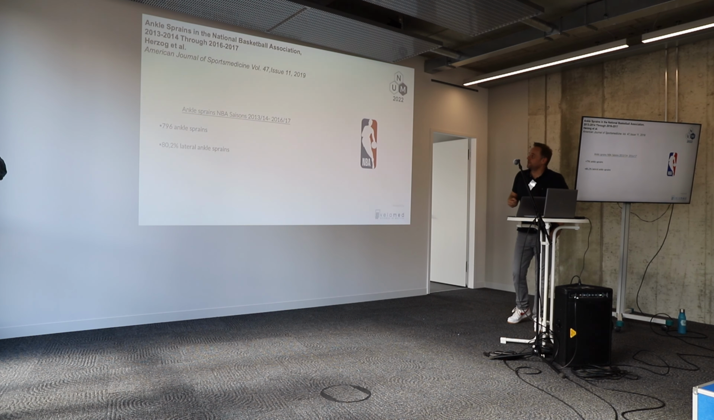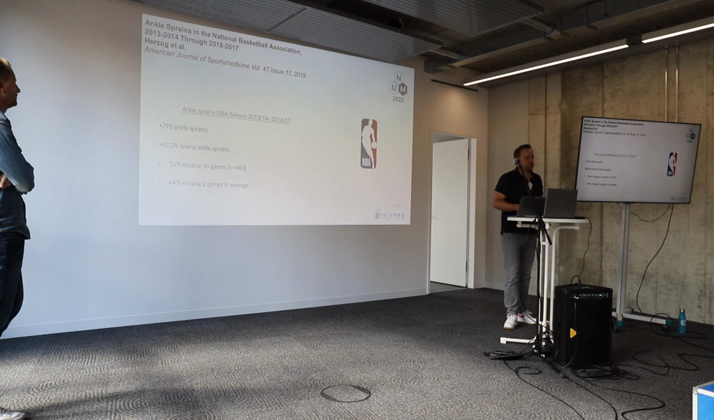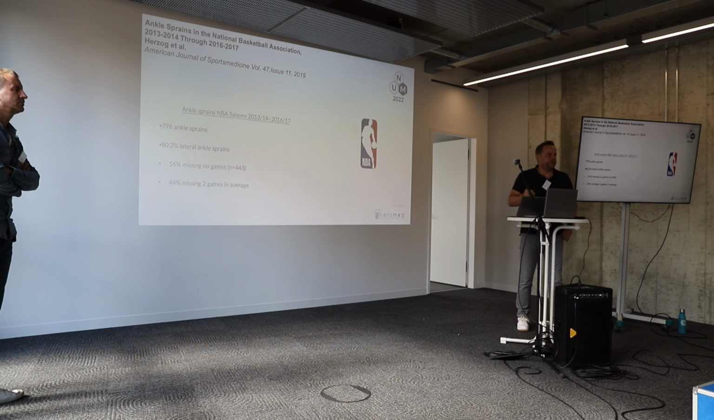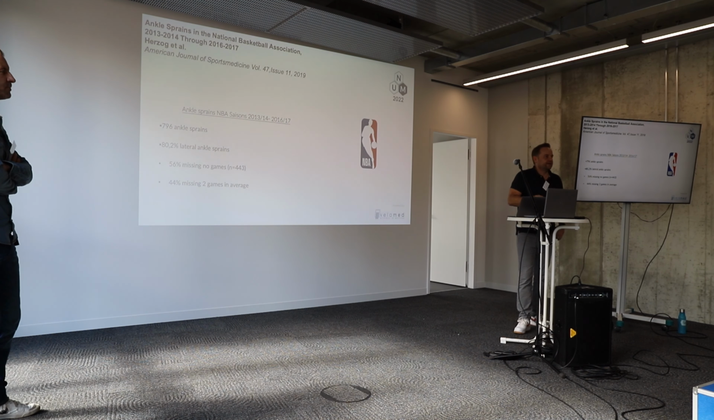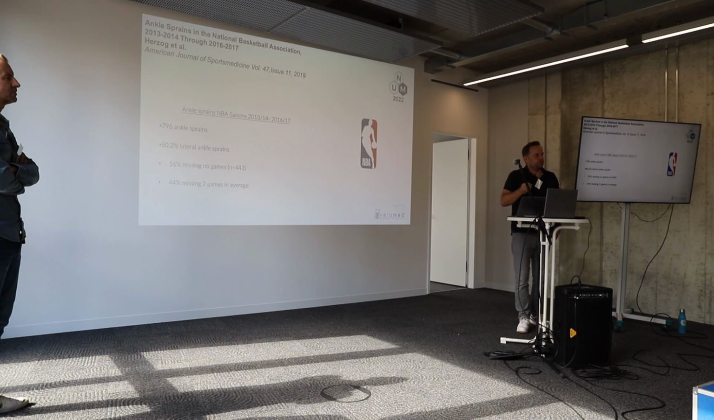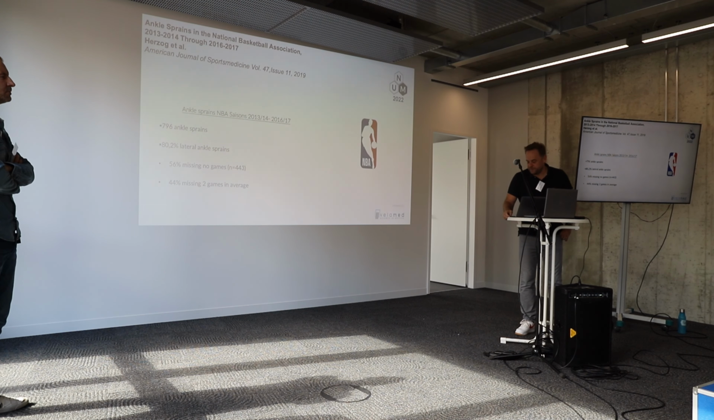But when you see what the reality is, this is research from the NBA, 4 seasons. They covered about 800 ankle sprains, and 80% were lateral ankle sprains, and more than half were missing no games, and the other half were just missing 2 games on average. And if you know that there are 80 games per season, we're talking about a week that they are missing. That's just a recent review that says that it's approximately 15 days that you have a time loss when you have an ankle sprain. That's way too early to be smart.